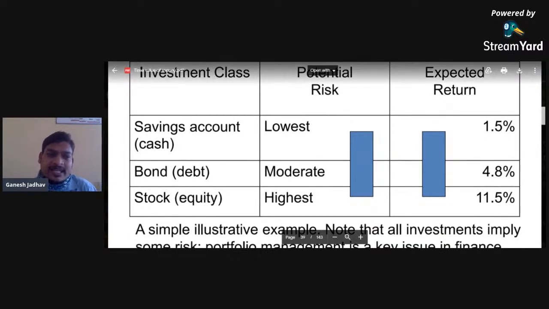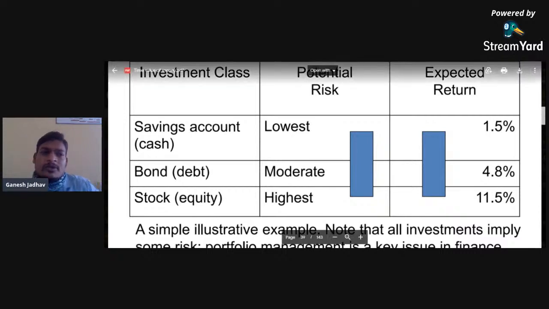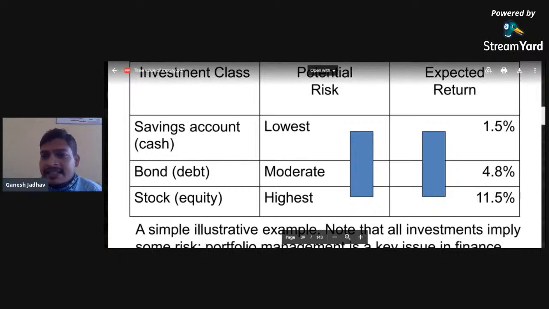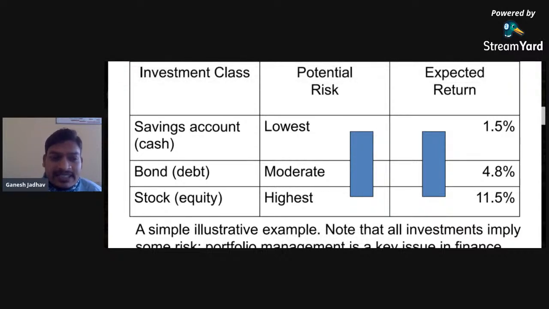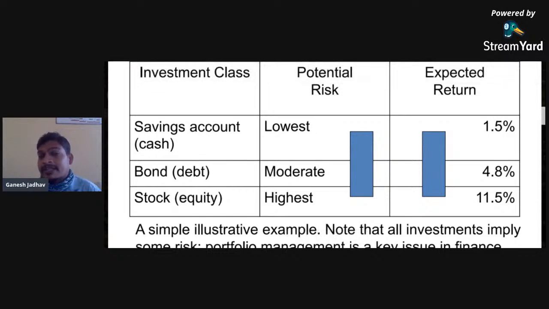So these are the investment classes, in the form of cash, bonds, and stocks. As per these classes, the potential risk changes. For the savings account, the potential risk is the lowest and the expected return is 1.5%. When the investment class is bonds, the potential risk is moderate and the expected return is 4.8%.